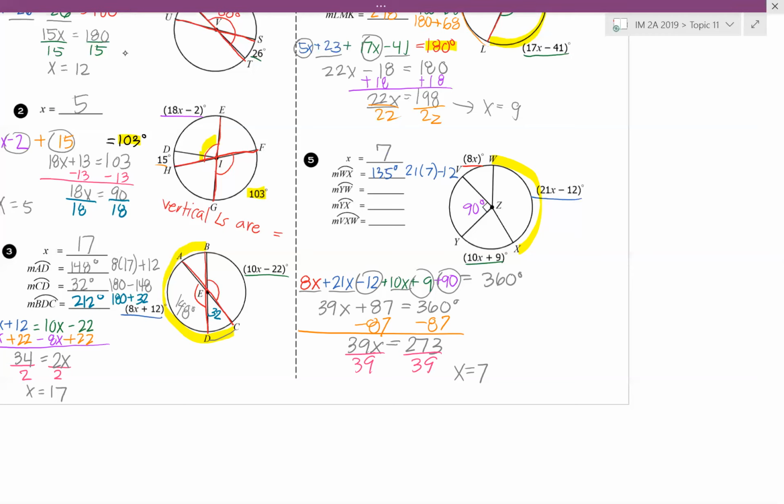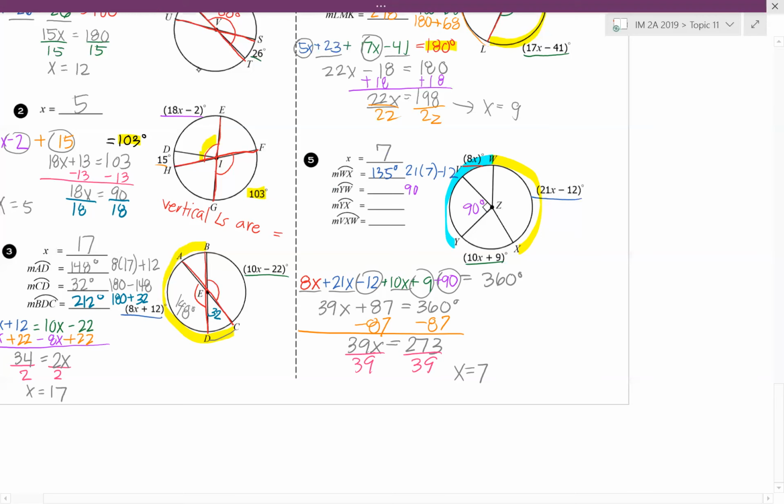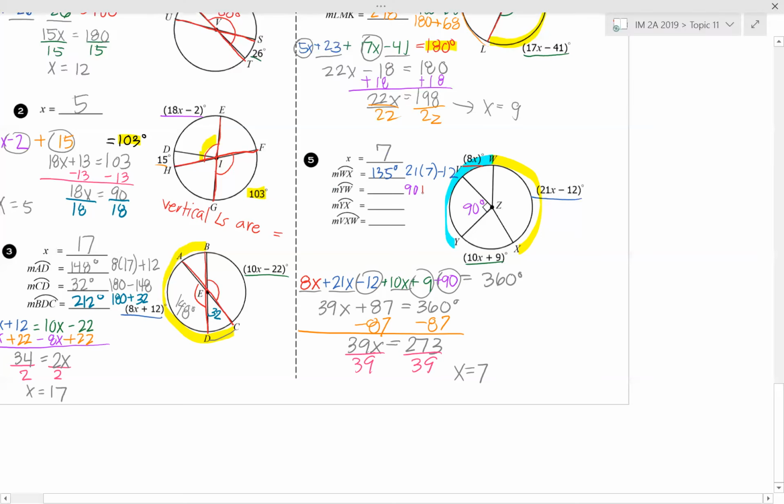I'll make a mess with highlighters on this one. So then YW, so from Y to W, shortest distance would be this way, right? This would be longer than 180. So from Y to W, I've got 90 degrees plus 8 times 7. What color is that one? Red. So if I do 90 plus that 56, that's going to be 146 degrees.